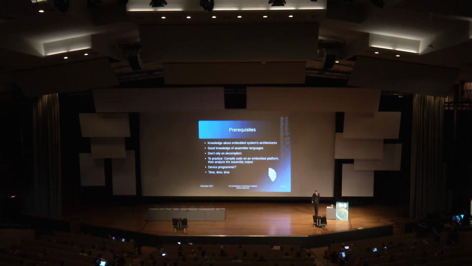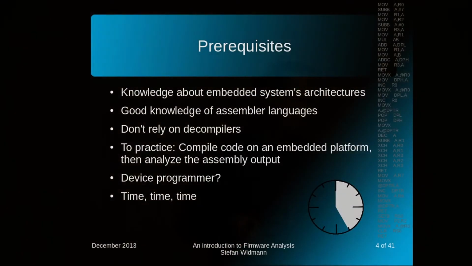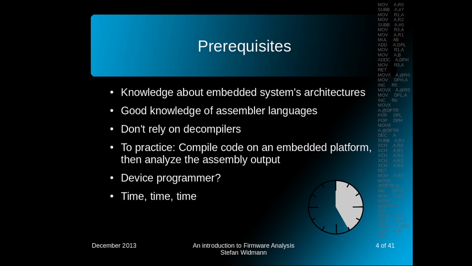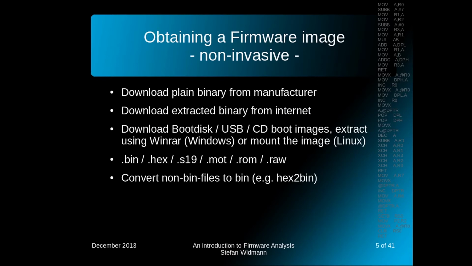Okay, so we already talked about the prerequisites, so now we're going deep into the topic. So first, we need to obtain a firmware. We will go from non-invasive to invasive, because the first thing we want to try is getting the firmware without opening the device. So we will first try to download it as a plain binary from the manufacturer. Or maybe somebody else has already extracted a binary and placed it on the internet.